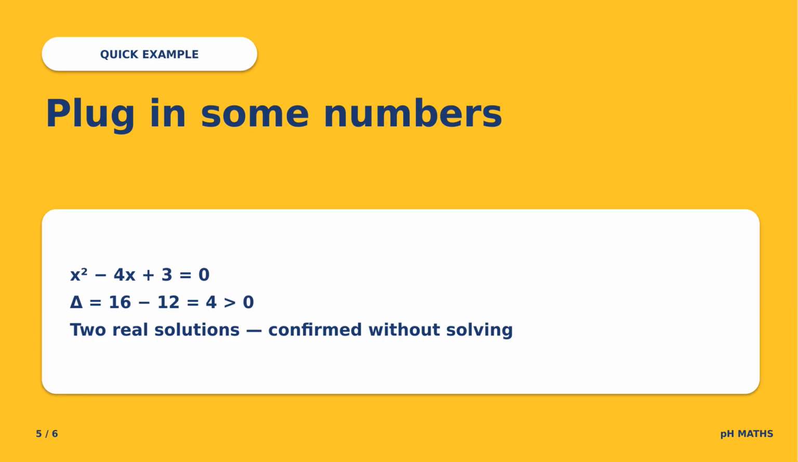Quick example: x squared minus 4x plus 3 equals 0. So a equals 1, b equals minus 4, c equals 3. The discriminant equals 16 minus 12 equals 4. 4 is positive, so 2 real solutions exist. Confirmed without solving. 2 marks in 20 seconds.